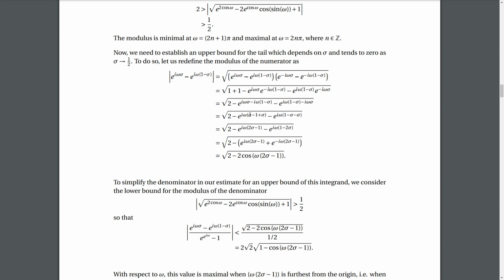Those, we end up with something that is its own conjugate, right? So here it's 2 sigma minus 1, here it's 1 minus 2 sigma. But if we rewrite it in this form, then we could see that this is, in fact, the conjugate of this.